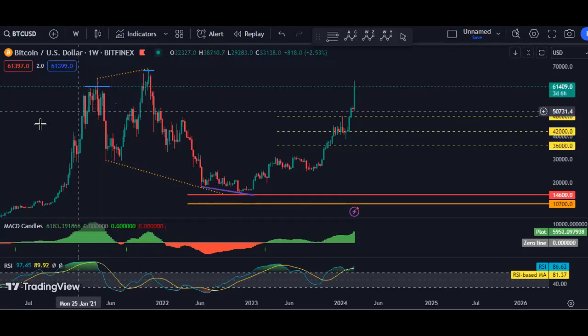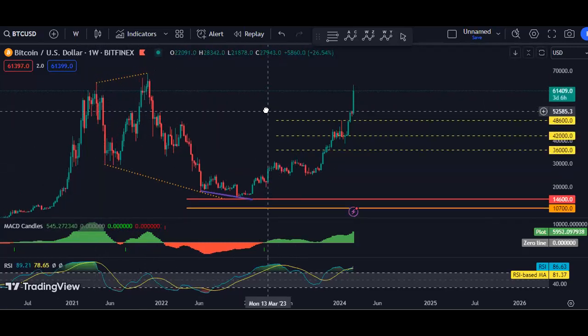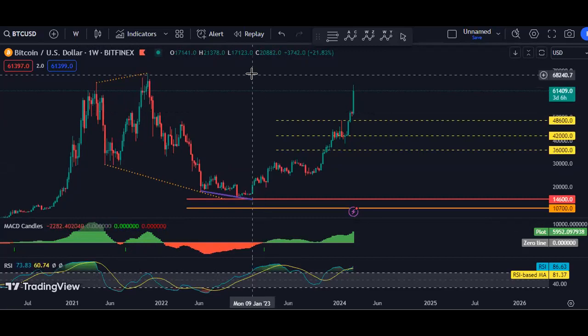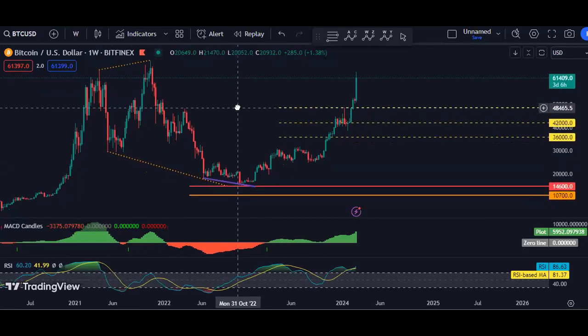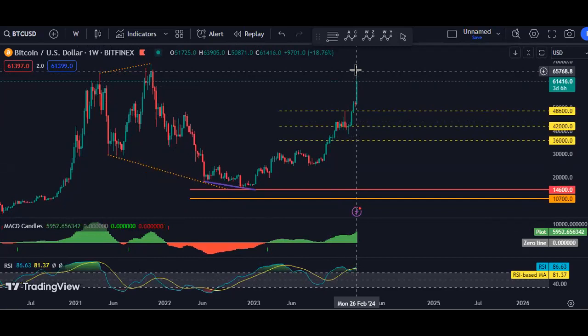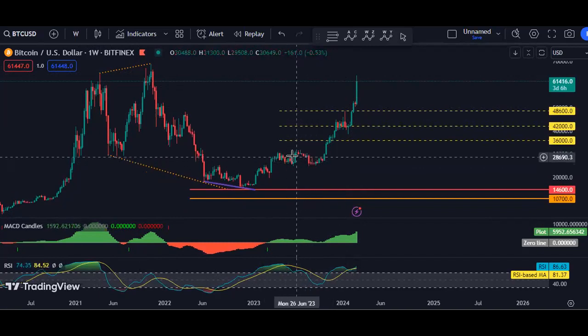All right. Now, what's next? We're looking for the 70K. We want to see the breakout of the all-time high. Can we expect to see the price consolidate before the breakout of the all-time high? Still, we can expect that because we don't see any correction relative to what we have here.